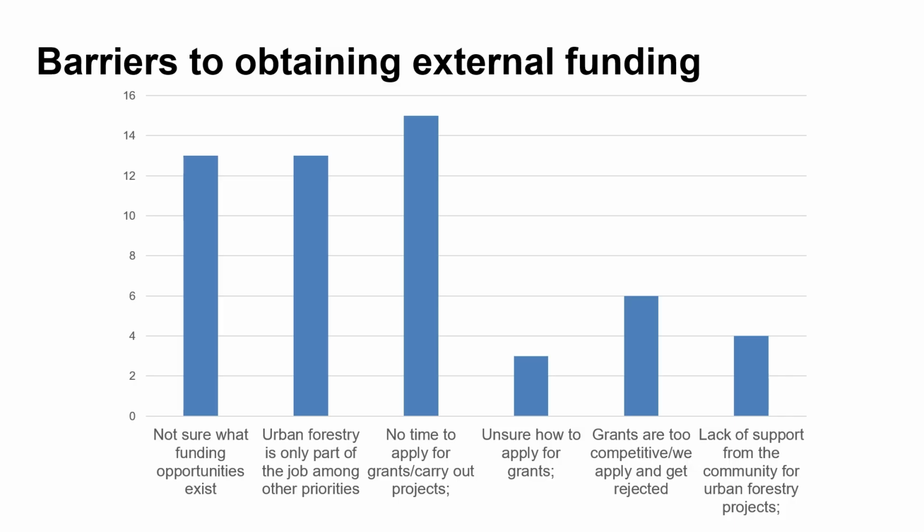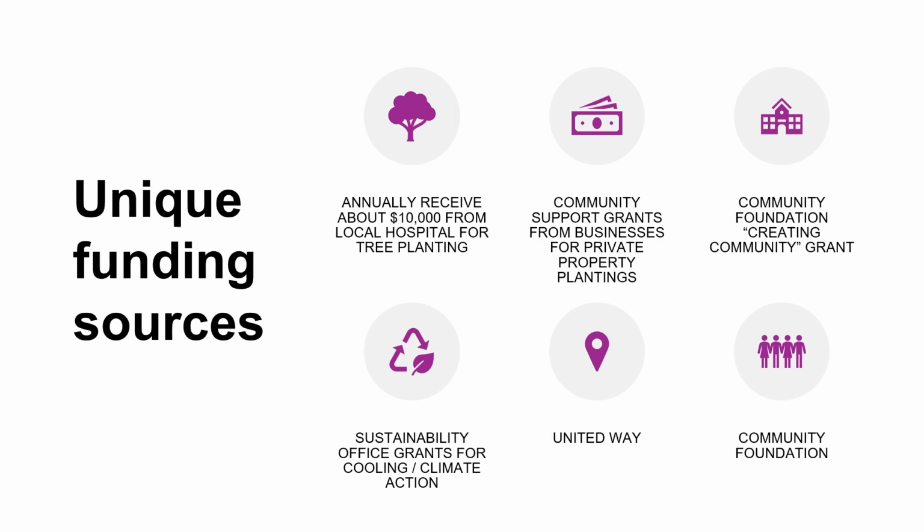Unique funding sources. We asked you to tell us what are some unique sources that you are getting. So here we just kind of had some stories from folks, right? So somebody responded by saying, we annually receive about $10,000 from the local hospital for tree planting, which is really great and reminds us that health is an outcome of managing our urban forests. So maybe we could go to more organizations like hospitals or other larger health entities that could be involved with us. Community support grants from businesses for private property plantings.